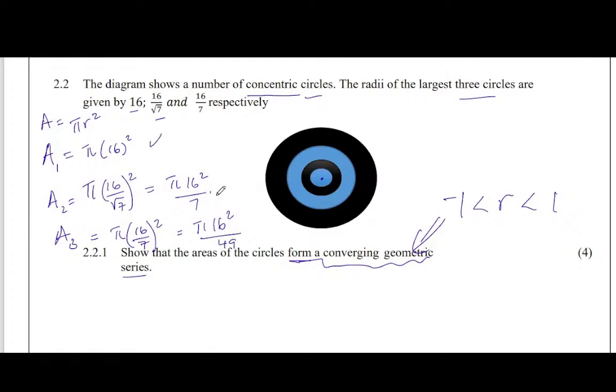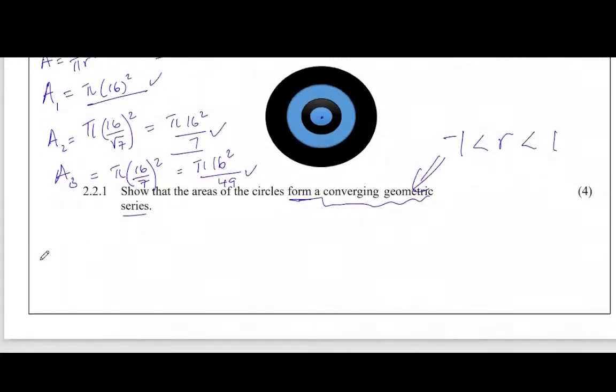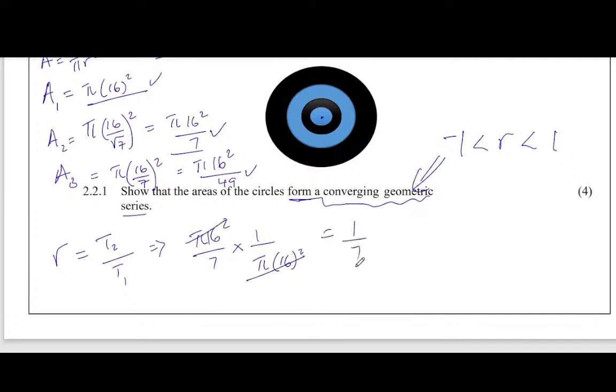So if this is my first, second, and third term, because now my focus is just these areas, I need to determine the common ratio. And I know that to get the common ratio, I can get T2 divided by T1. So this is going to be pi 16 squared over 7. I'm dividing it, so I'll just say times 1 over pi 16 squared, because I change the sign to multiplication. So this is going to cancel that, and then I'll be left with 1 over 7.